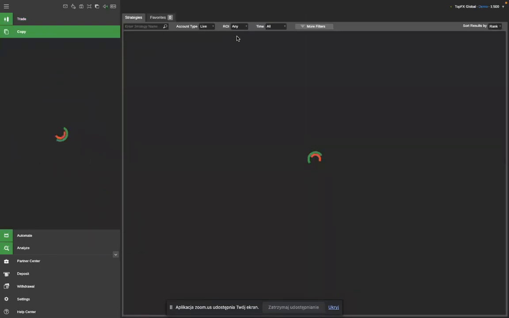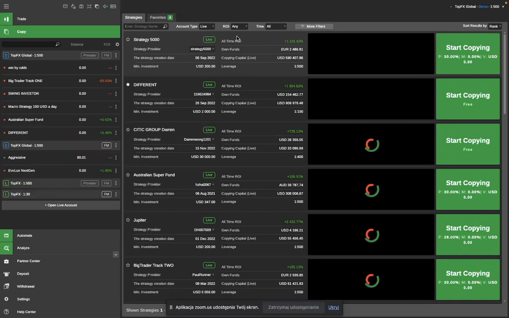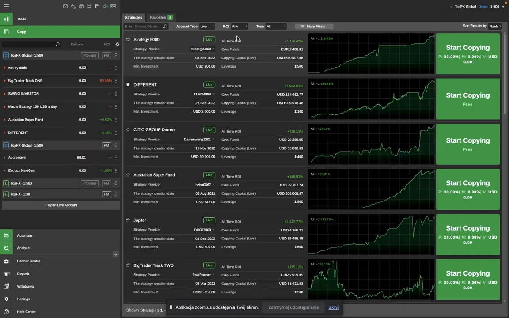Let's clear up 3 very simple requirements for all of the strategy providers that they need to meet in order to become one. Okay, those are technical strategy requirements for the strategy providers.